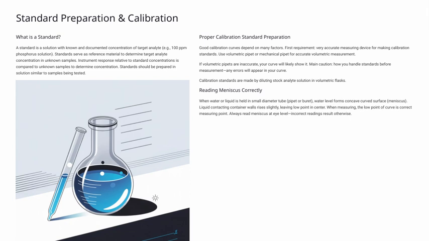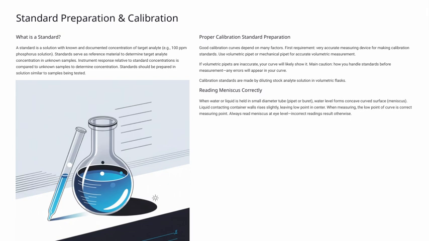A main caution here is how you handle the standards before measurement. Any small error in handling or measuring will carry through and affect the entire calibration curve, so precision is key. Calibration standards are typically made by diluting a stock analyte solution in volumetric flasks. This process needs to be done carefully to ensure correct concentrations.